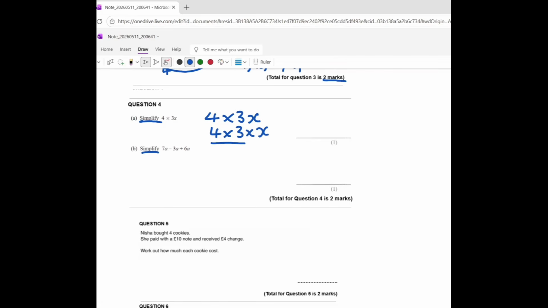So we can only multiply our like terms here, which is my 4 and my 3. So 4 times 3 gives me 12. If I multiply that by x, I just stick the x on the end here.